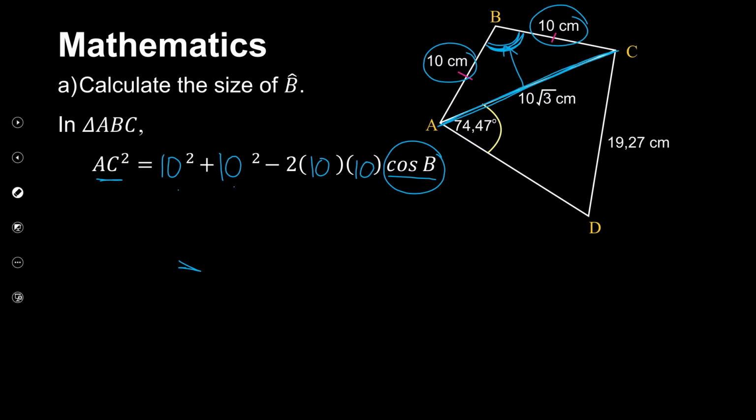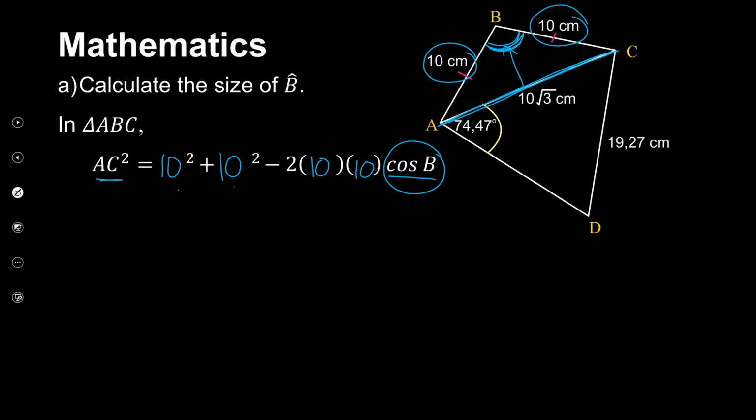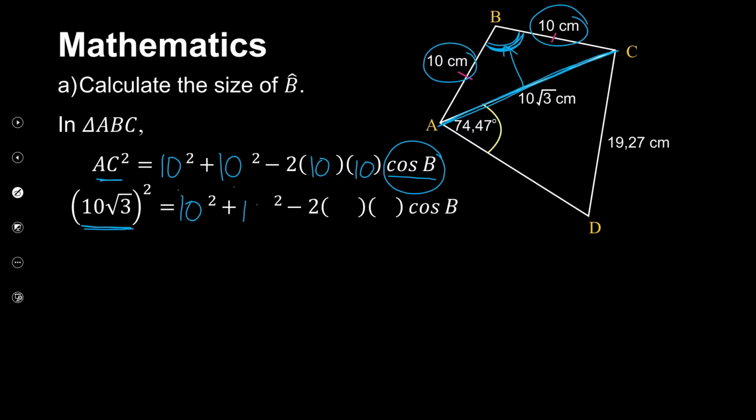Sorry, just give me a second to erase. Okay, right, now we found AC squared. But remember, we're looking for B, so we've got to do a little bit of rearranging, okay? So we've got to substitute AC squared, because that's the other known value we have. So we're going to substitute, AC was 10 root 3, so we substitute that in. So AC squared is equal to 10 squared plus 10 squared minus 2 times 10 times 10 cos B.